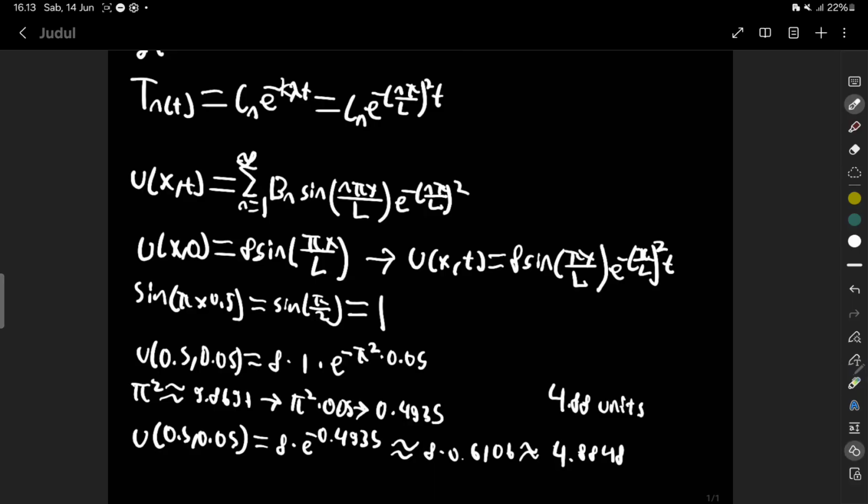So in summary, we solved the 1D heat equation using the separation of variables, applied boundary and initial conditions, and found the temperature at a specific point and time. This type of analysis is crucial in real-world applications like thermal management in electronics, cooling systems in engineering, and even material science.